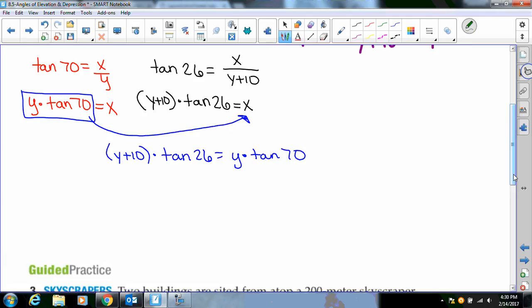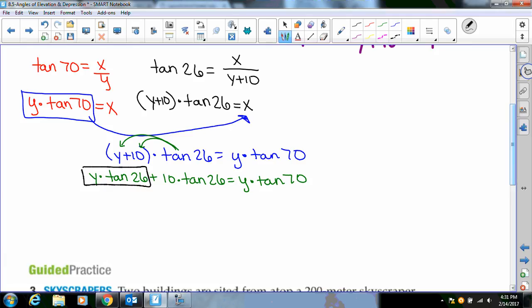So to solve, I need to distribute. So I would have y times the tangent of 26 plus 10 times the tangent of 26. And again, that's equal to y times the tangent of 70. Okay, now I'm going to get my y's. So all of this is together. That's squeezed together. I'm going to take that to the other side. That's representing a number. It'd be just like if I had it as 5y. To move 5y to the other side, I would subtract 5y. So I'm just subtracting y times the tangent of 26.